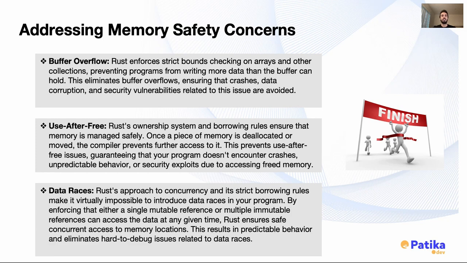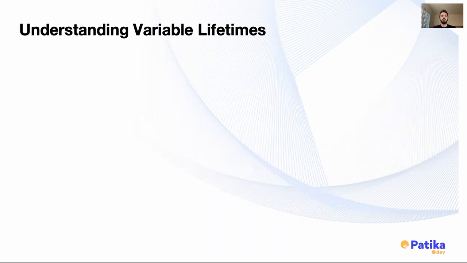If you remember, in our last video, when we were learning about borrowing and references, we said that we can have multiple immutable references to a variable, but we cannot have more than one mutable reference, or a mutable reference and an immutable reference to a variable at the same time. And we also solved this using some examples. Now, let's see how we can understand variable lifetimes.